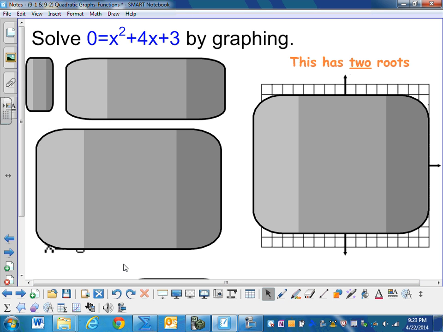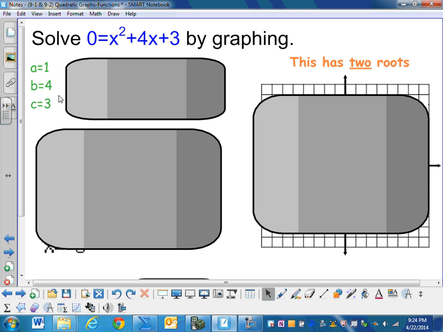So let's solve 0 equals x squared plus 4x plus 3 by graphing. As you can see, the first change from yesterday when we were graphing quadratic functions, this was y equals. Since we're solving an equation, we're not going to have the y there, we're going to have the 0, because we want to know what x is when y is 0. So the first thing I'm going to do is identify my axis of symmetry so I know what the x value of my vertex is. To do that, I identify my A, my B, and my C. So A equals 1, B equals 4, and C equals 3.